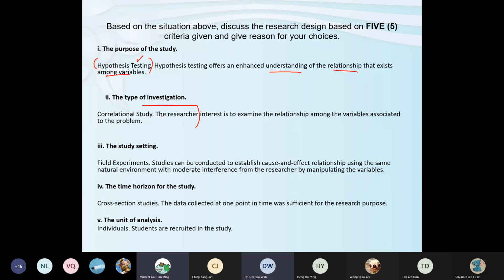Okay, then the researcher or the senior lecturer examines the relationship. Correlational study, we are going to investigate the relationship.